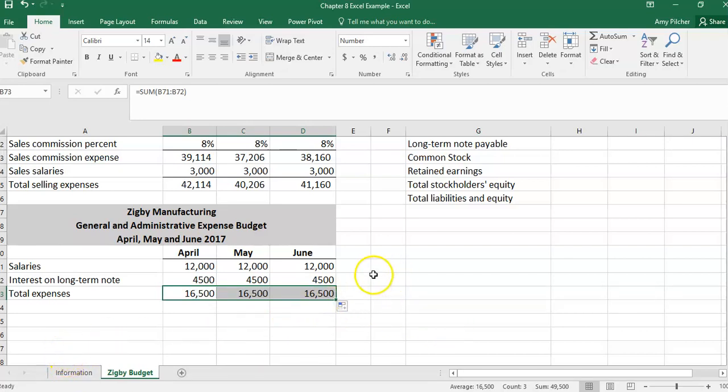On the next video, I'm going to go through the financial portion of the operating budget, which is the cash budget, the budgeted income statement, and the budgeted balance sheet.